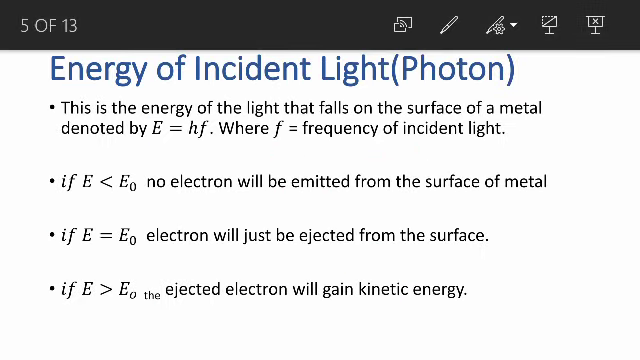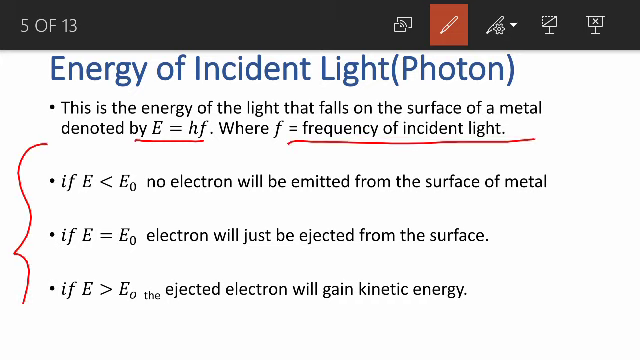Now the next thing we are looking at is energy of incident light. This is the energy of the light that falls on the surface of a metal, denoted by E equal to h f. So when light falls on the surface of a metal, the energy of that light is called the energy of incident light, and E equals h f. Here f is the frequency of the incident light.